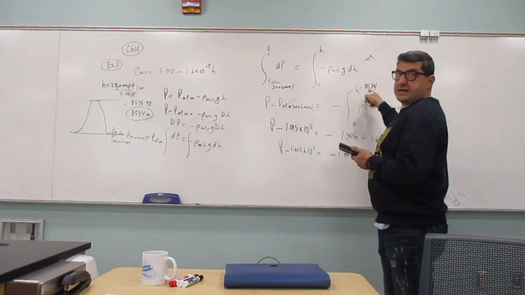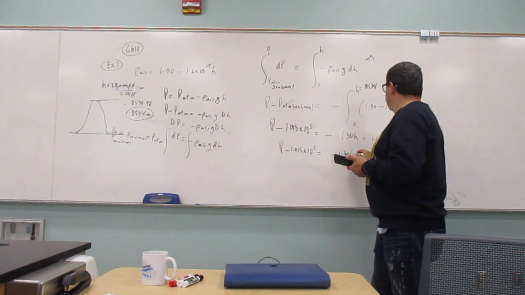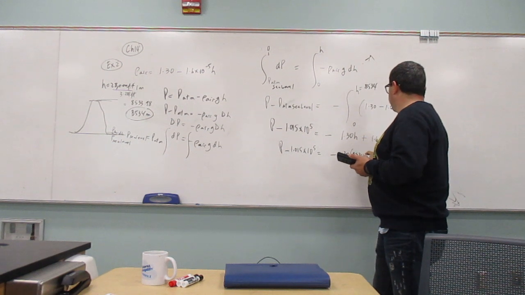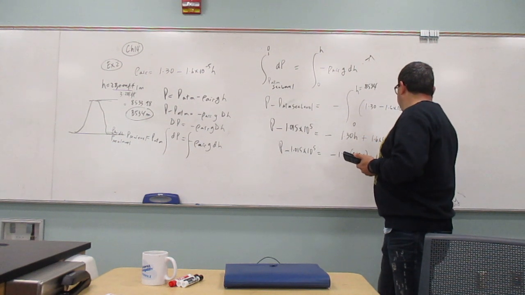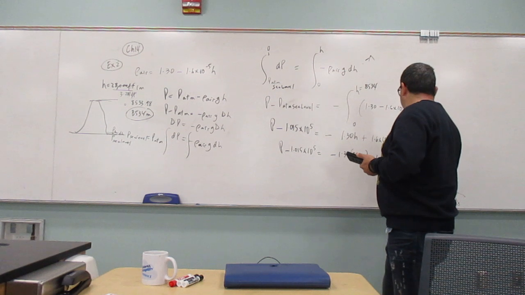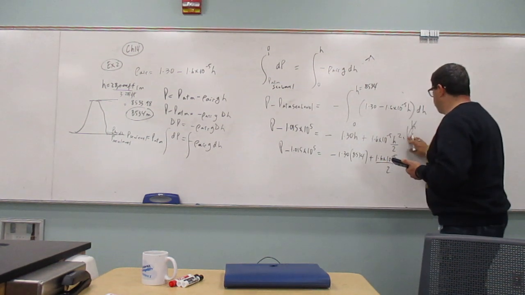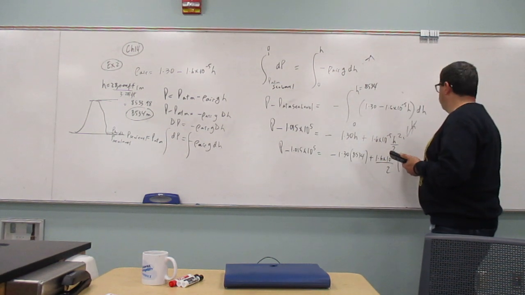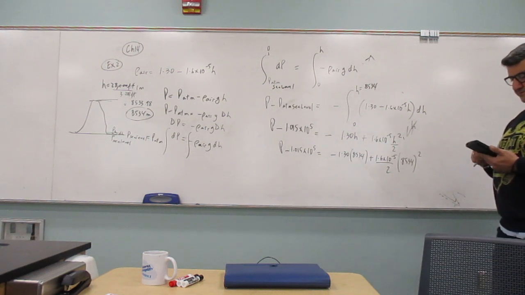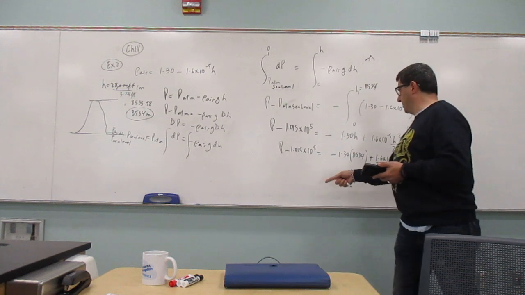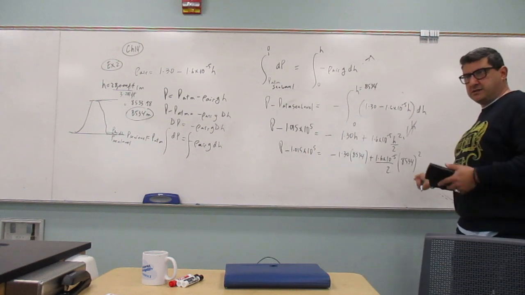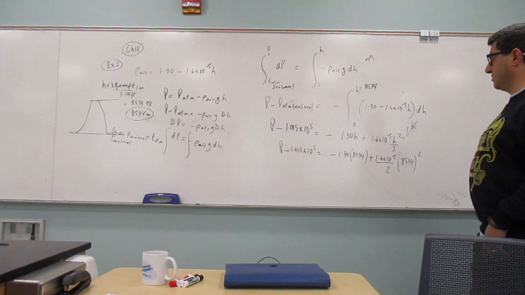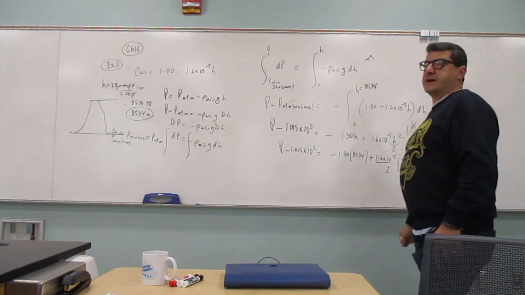So now I can put that height into this: 8,534 plus 1.6 times 10 to the minus 5 over 2, and then you're going to have here 8,534 squared. Okay, so now I'll put that all in and then add this to that side, right? And you get the pressure. That will give you the pressure at the top of Mount Everest.